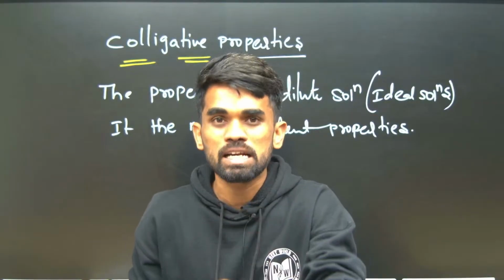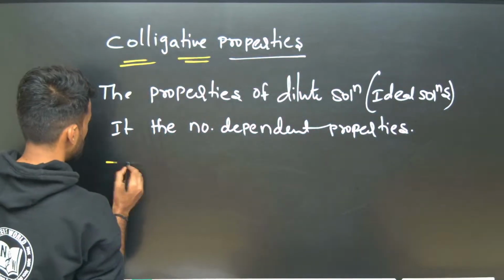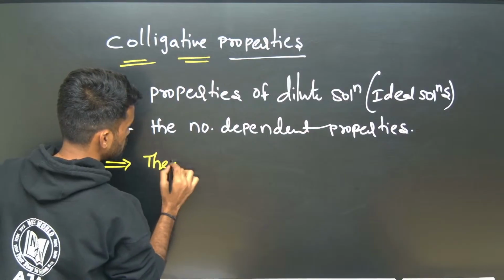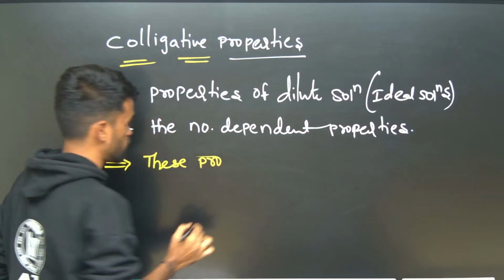So now what exactly is it? Here they are number dependent properties. What does number dependent properties mean? It means it is irrespective of the nature of the solute present in it. It depends only on the number of particles present in it. I will explain, just wait for some time.